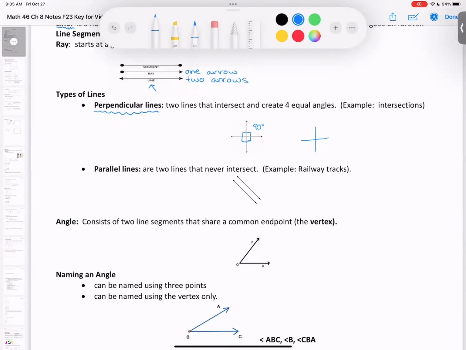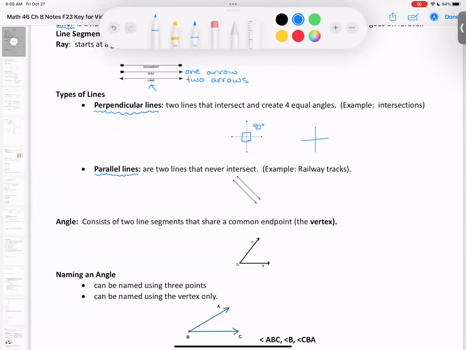Parallel lines are two lines that never intersect. So imagine railway tracks that go on forever and ever. So here, remember, our arrows mean those lines go on forever and ever. They have the same slope in this case, which means they're never going to cross paths.